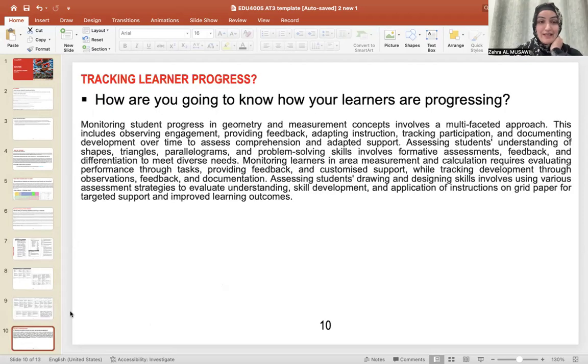How are you going to know how your learners are progressing? Monitoring students' progress in geometry and measurement concepts involves a multi-phased approach. This includes observation, engagement, providing feedback, adapting instructions, tracking participation, documenting, and a lot more.